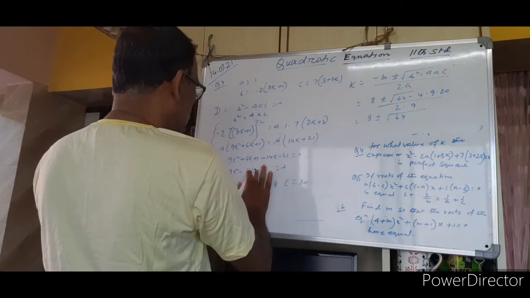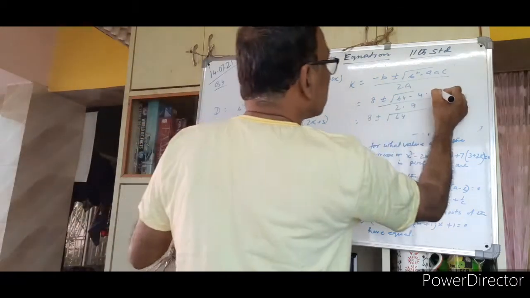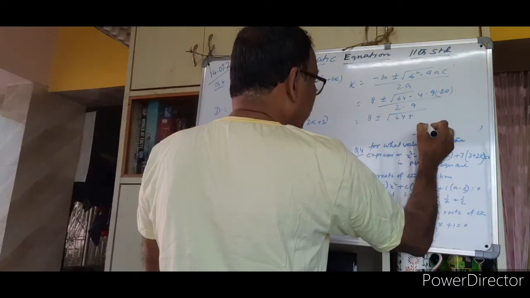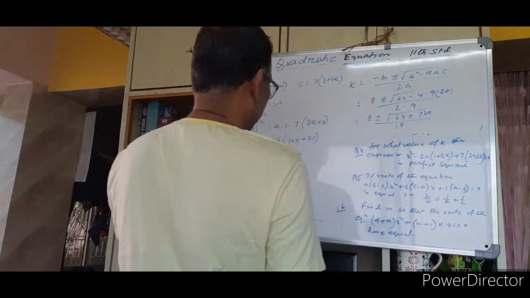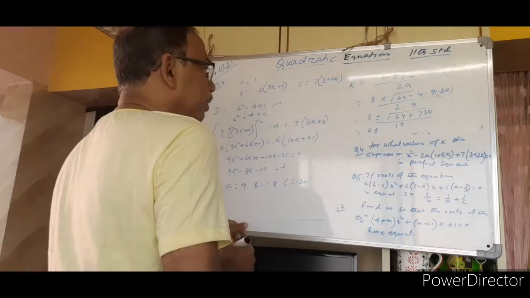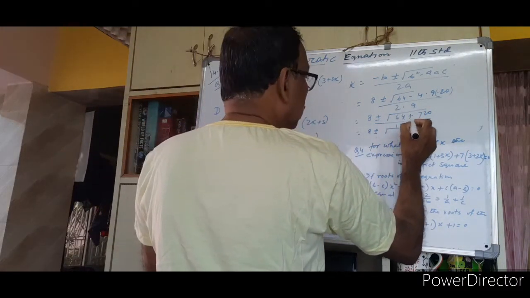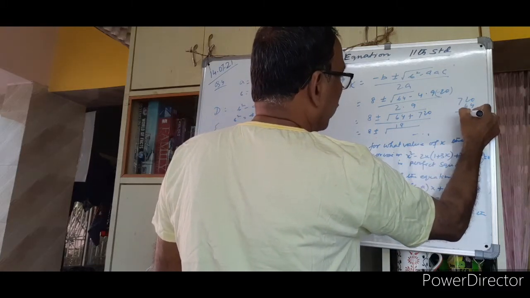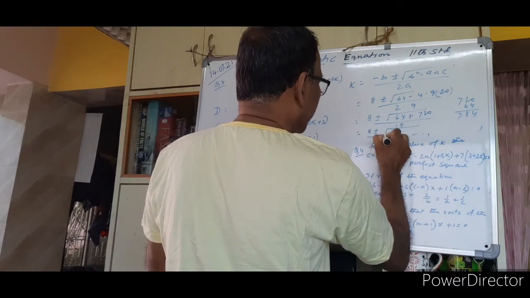Minus 20. This should be minus 20. This is minus 20. That is plus 720 by 18. That equals 8 plus minus 720, 7 root over of 720, 64, 4, 784, square root is 32 by 18.